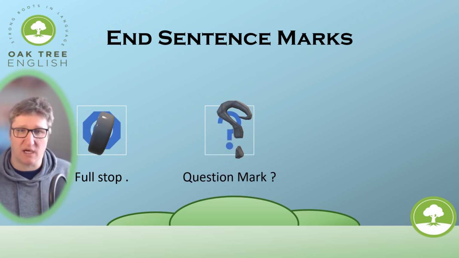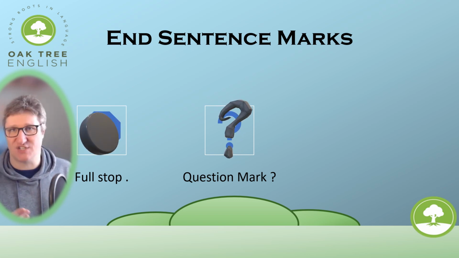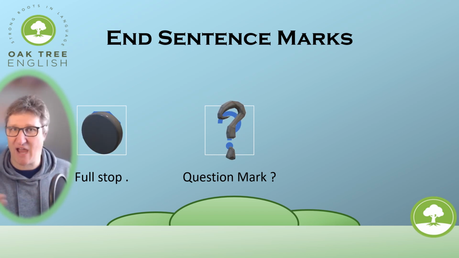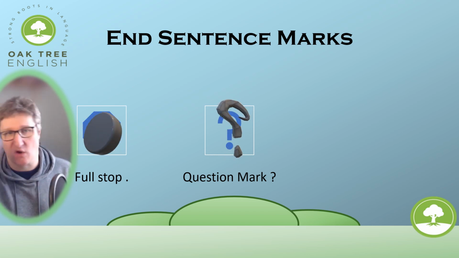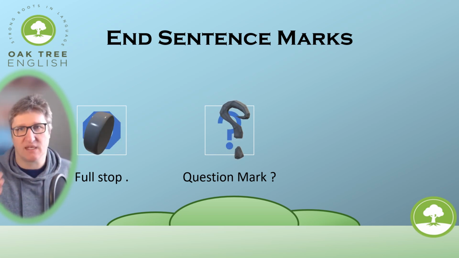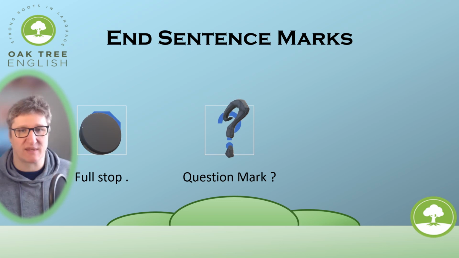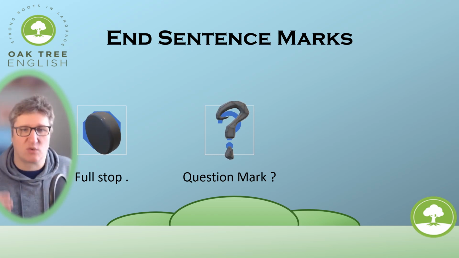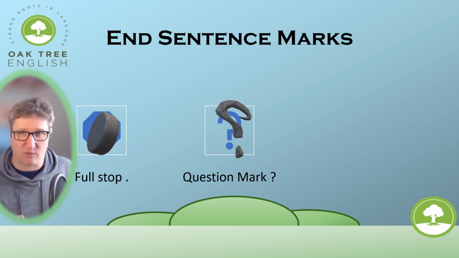A question mark ends a direct question. For example, what is your name? Question mark. Where are you from? Question mark. How many chickens have you cooked this week? Question mark. These are direct questions. But if it starts something like, I wonder if you could fry my chicken for me, this is not a question, so you don't have a question mark.